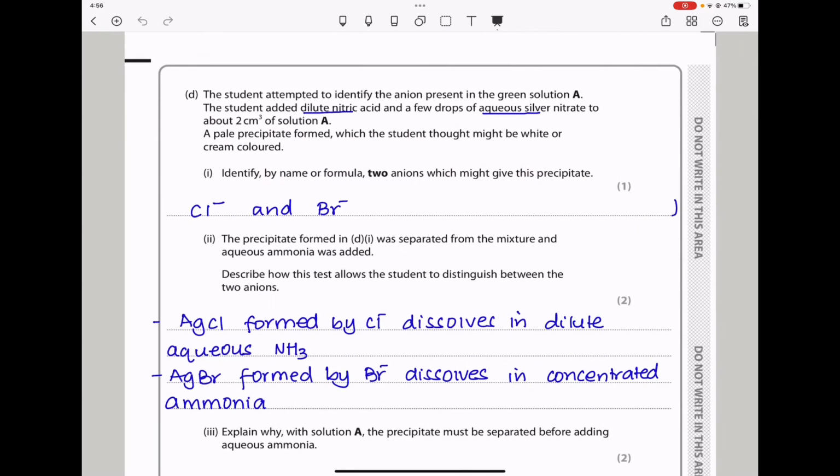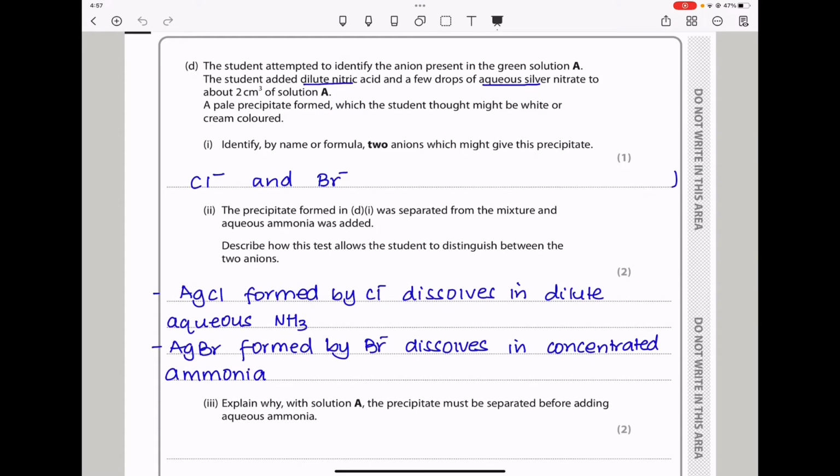Moving on. In part D, the student attempted to identify the anion present in the green solution A. The student added dilute nitric acid and a few drops of aqueous silver nitrate to about 2 centimeters cubed of solution A. A pale precipitate formed which the student thought might be a white or cream color. Identify by name or formula 2 anions which might give this precipitate. The precipitate could be either chloride or bromide.